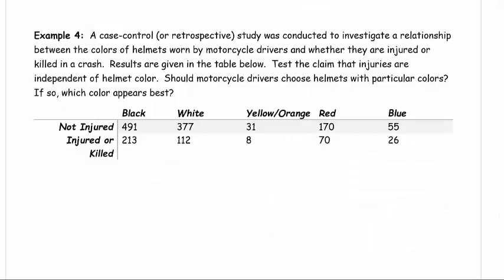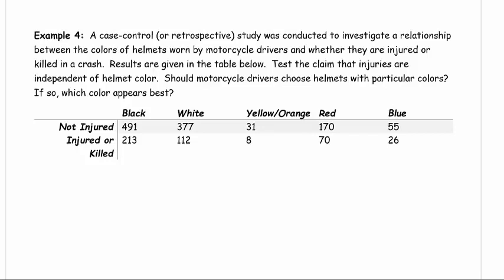In our last example, a case control or retrospective study was conducted to investigate a relationship between the colors of helmets worn by motorcycle drivers and whether they are injured or killed in a crash. Results are given in the table below. Test the claim that the injuries are independent of helmet color. Should motorcycle drivers choose helmets with a particular color? If so, which color appears best?